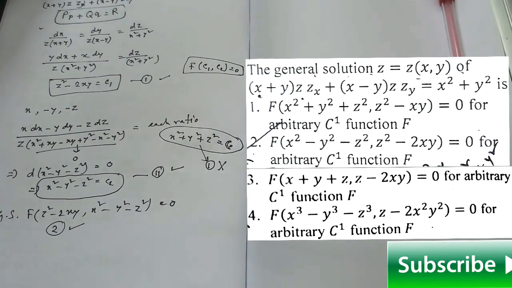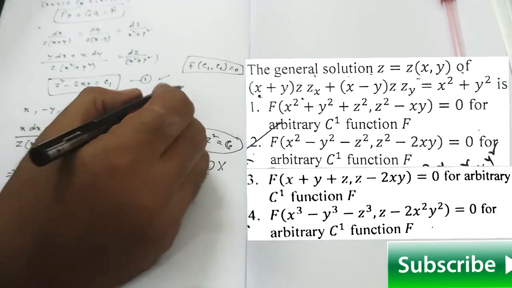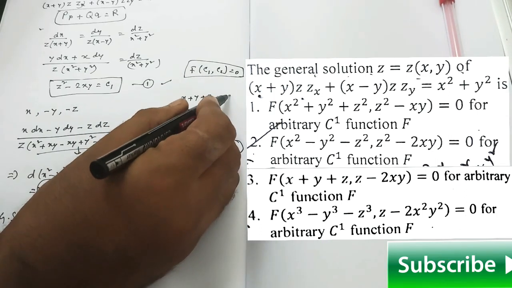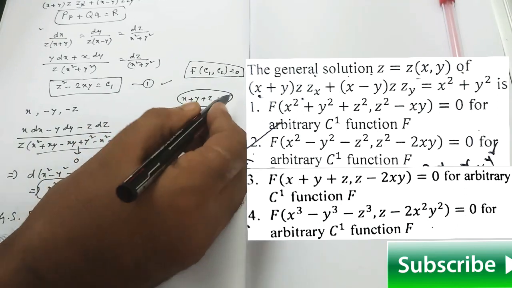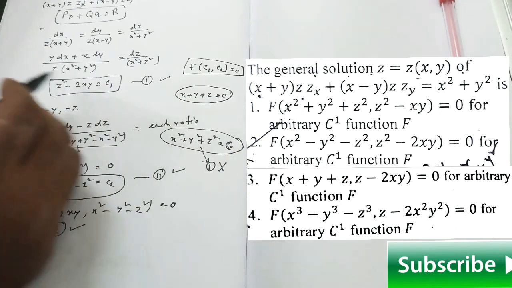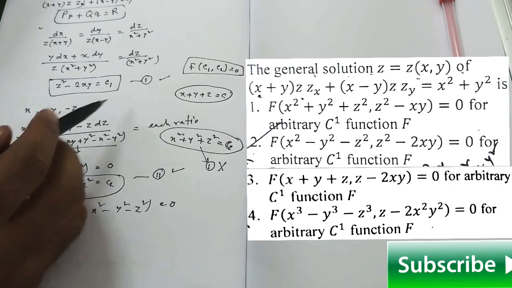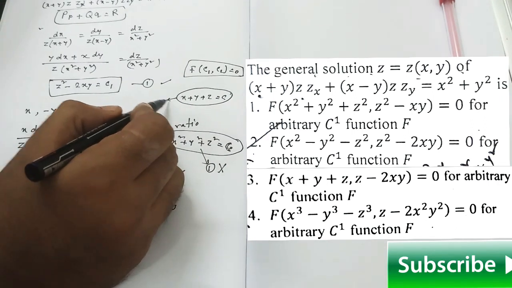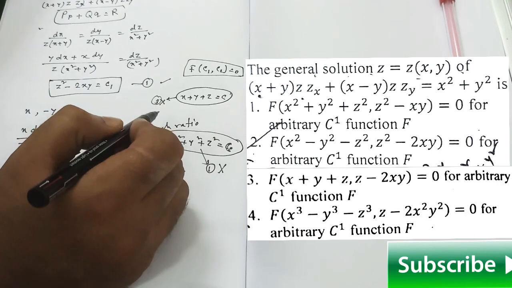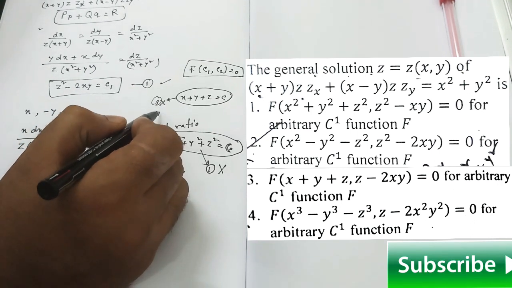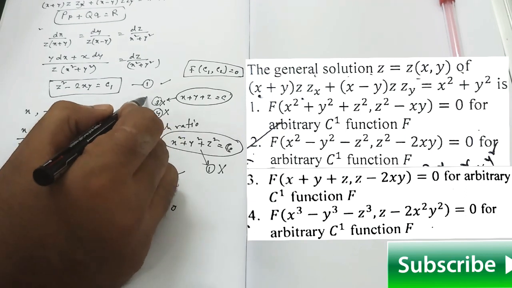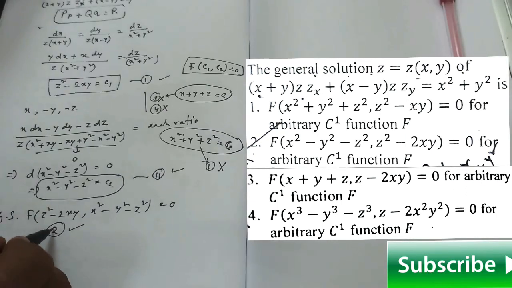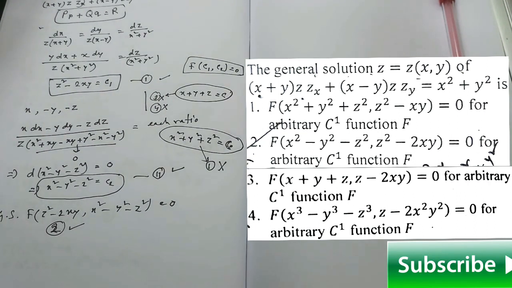Similarly, you can easily verify that a relation like x plus y plus z is equal to c, some constant, you will never get from the whole calculation. So this is also false. That means the third option is false. By similar logic, you can discard the fourth option as well. So the only correct option is option second.